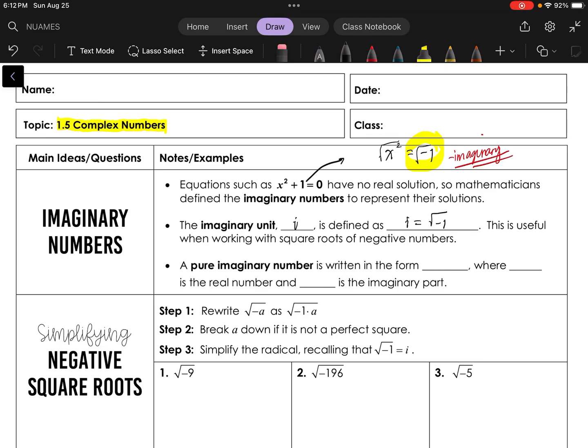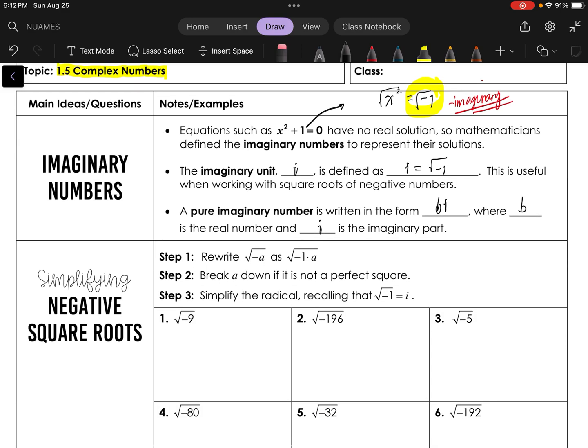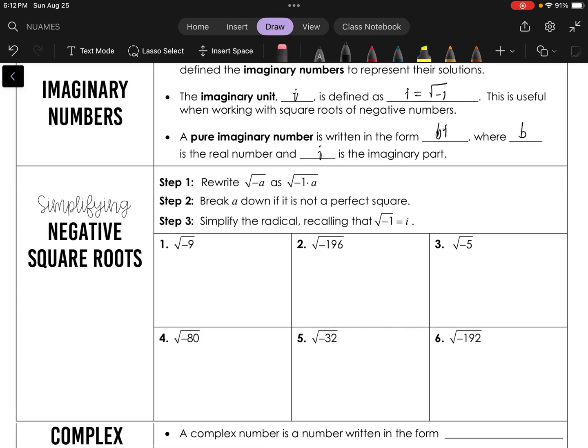Now, a pure imaginary number is written in the form bi, where b is considered the real number part and i is the imaginary part. So let's have some examples where we try to rewrite or simplify negative square roots. The steps are: we rewrite the square root of negative a as the square root of negative 1 times the square root of a, break that a down if it's not a perfect square, and simplify the radical using the rule that the square root of negative 1 is i.